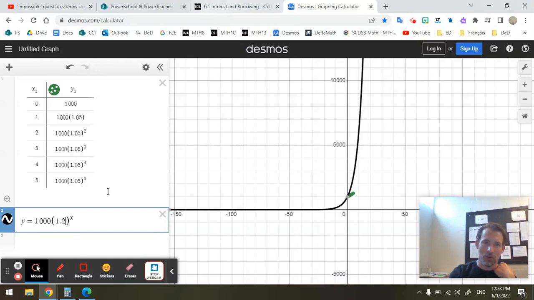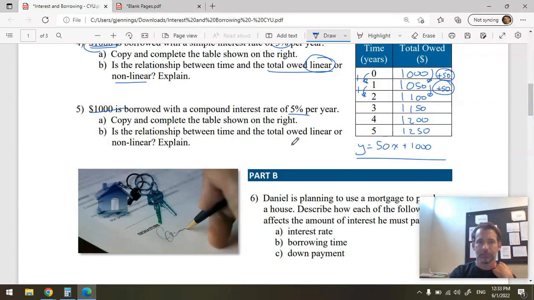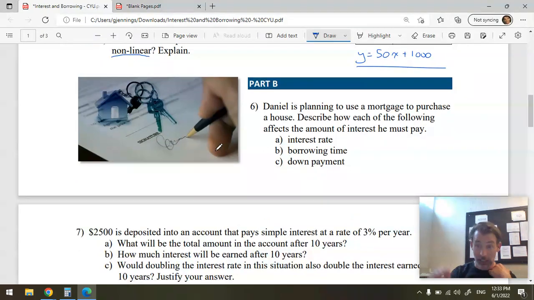Okay, let's keep going. So, no, that is not linear because I graphed it. It wasn't a line. It's growing by a different amount each time. By addition. By multiplication, it's growing by the same amount each time.